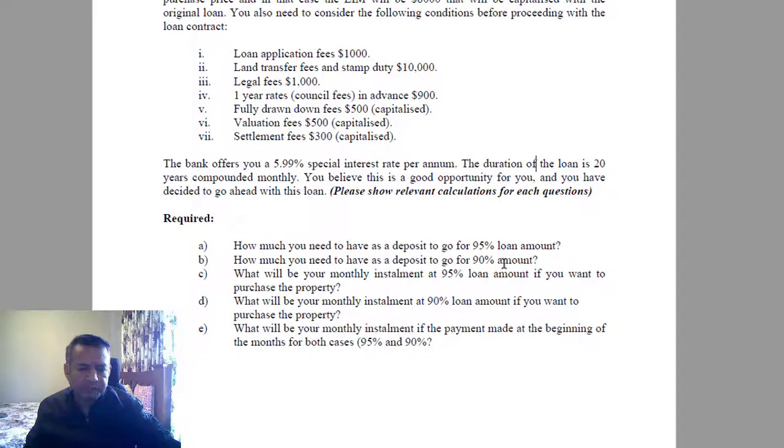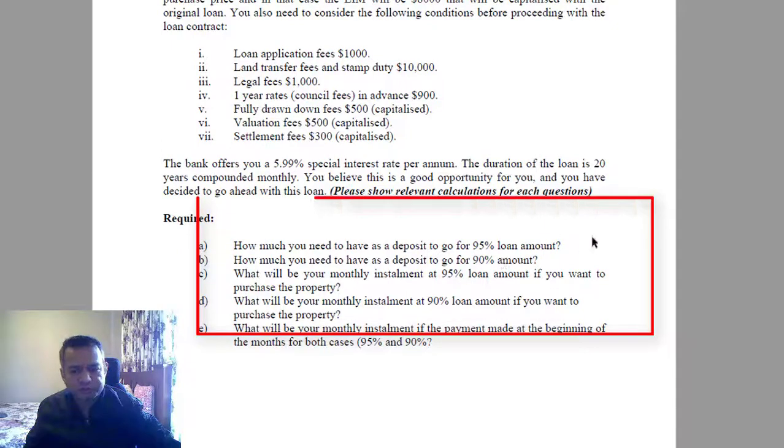Now there are 5 questions. A is how much you need to have as a deposit to go for a 95% loan amount. B, how much you need to have as a deposit to go for a 90% loan amount.